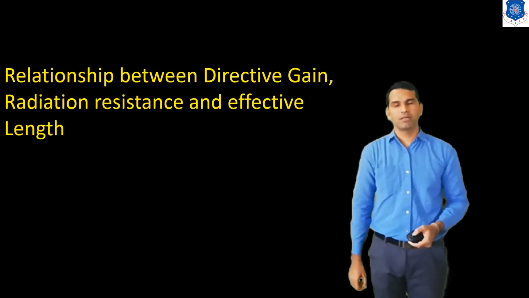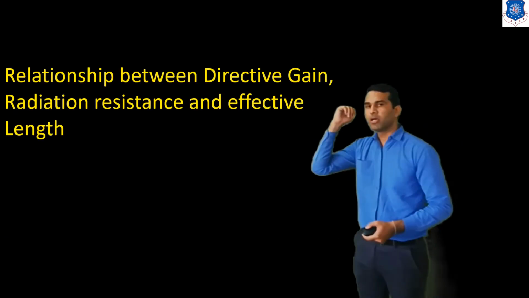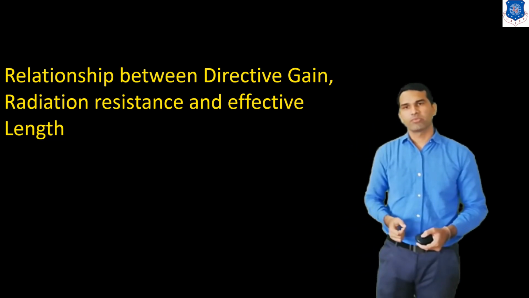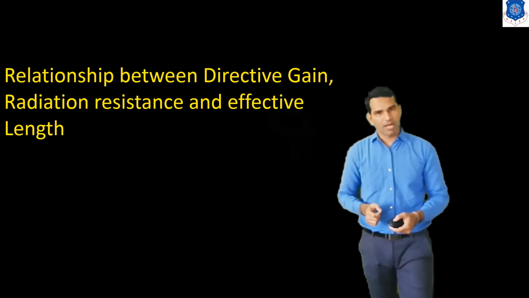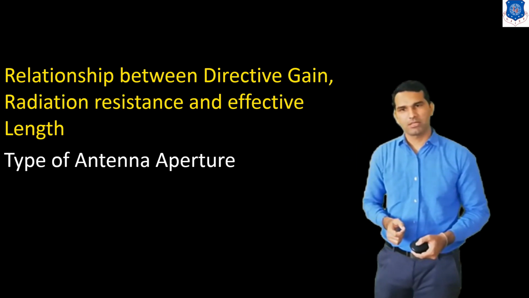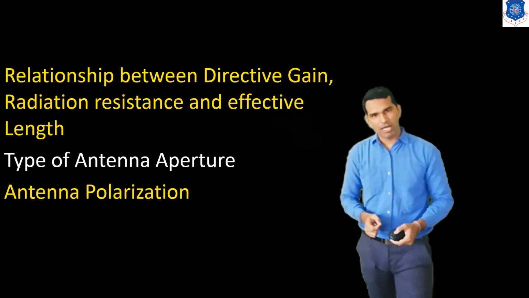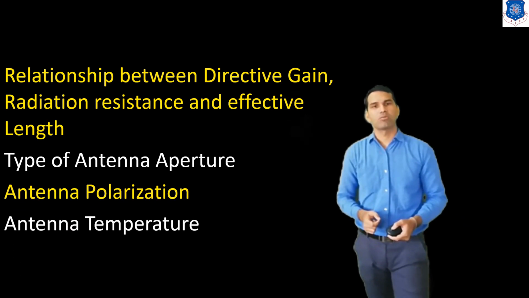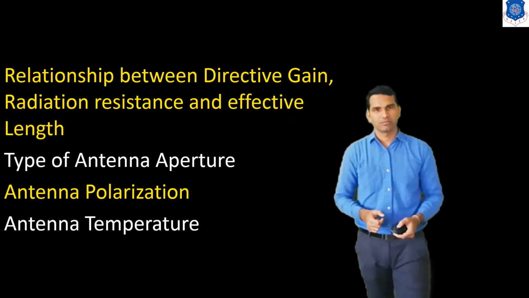So in this lecture, first we discussed the relation between the directive gain, radiation resistance and effective length. Then we discussed the types of antenna aperture, then antenna polarization, and last we discussed the antenna temperature.